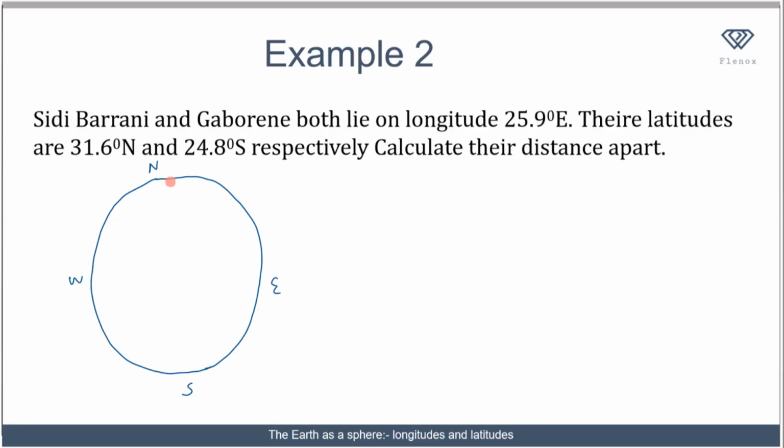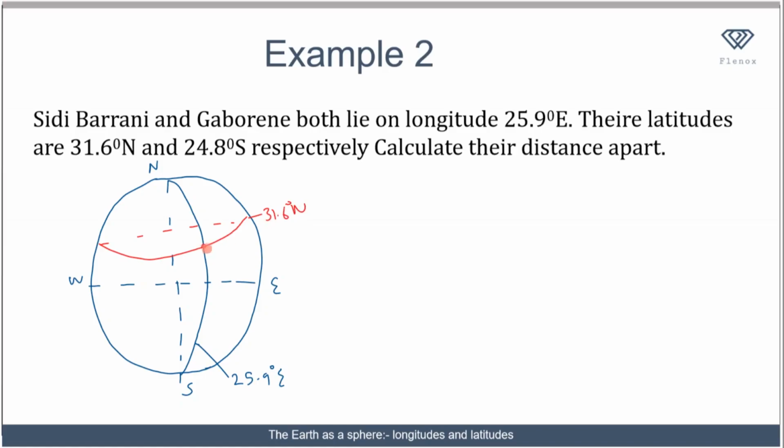Now you are told that both of those points lie on the longitude of 25.9 degrees east, and 25.9 degrees east is going to be around here. So I have a line coming over towards my eastern direction, and this point over here is my 25.9 degrees east. Now their latitudes are different. The latitude of Sidi Barani is 31.6 degrees north, and that will be towards the north, above here. So I have 31.6 degrees north.